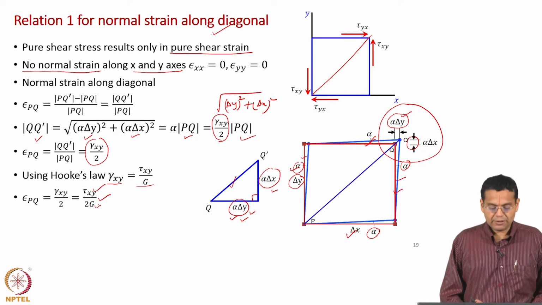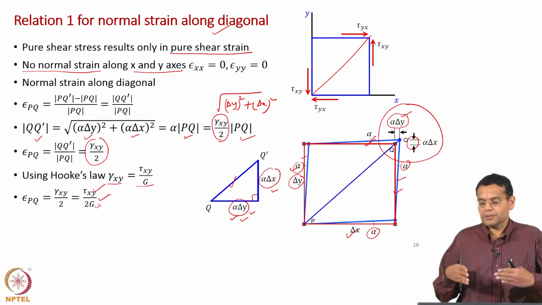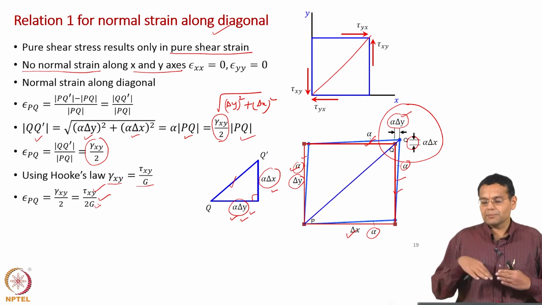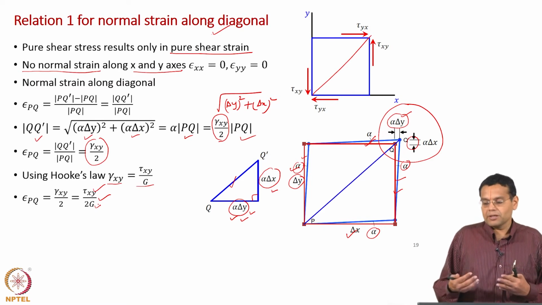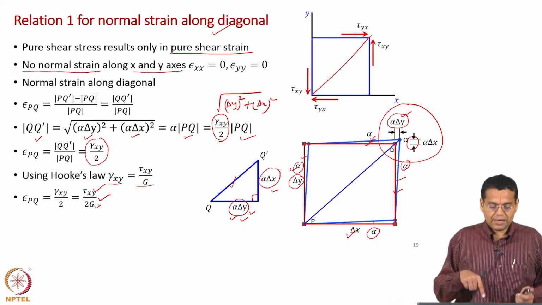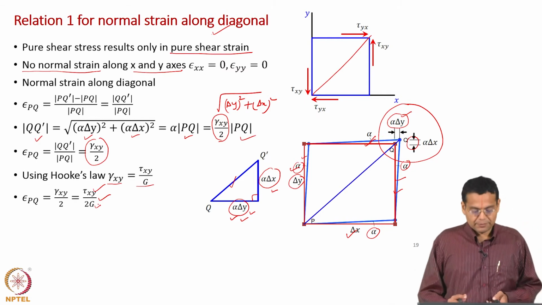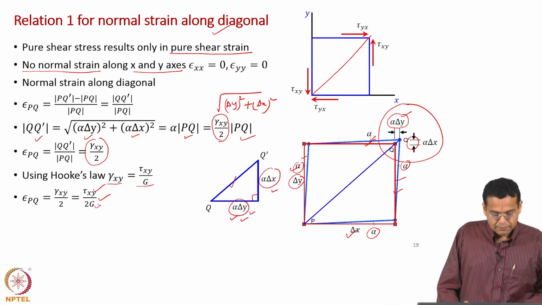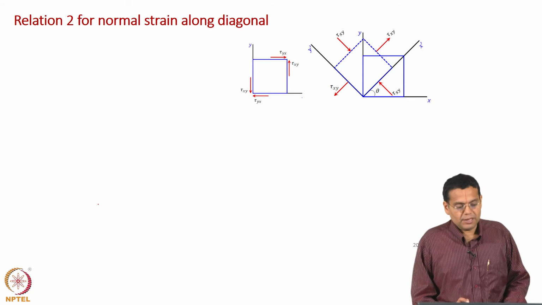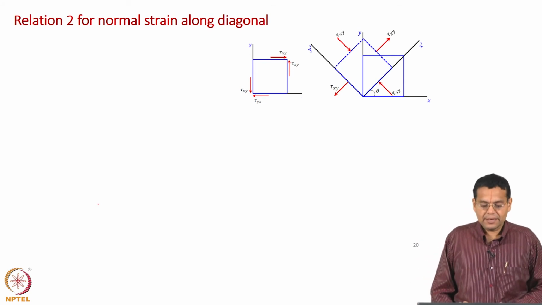Okay. We will have to derive an alternate relationship and equate both of them, because, let us say, for a plate subject to shear stress, the normal strain should be the same whichever way you look at it. We derive an alternate expression and equate both of them. Okay. What is the second relationship?